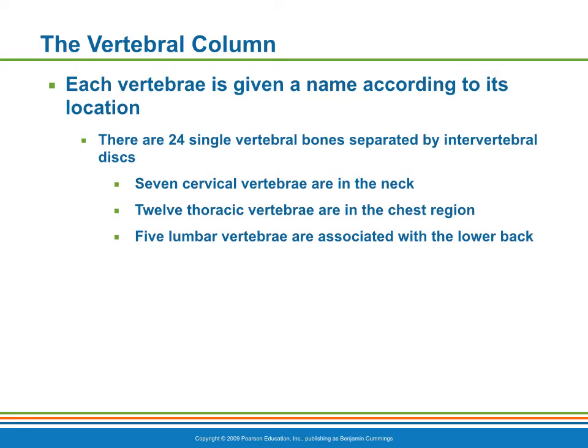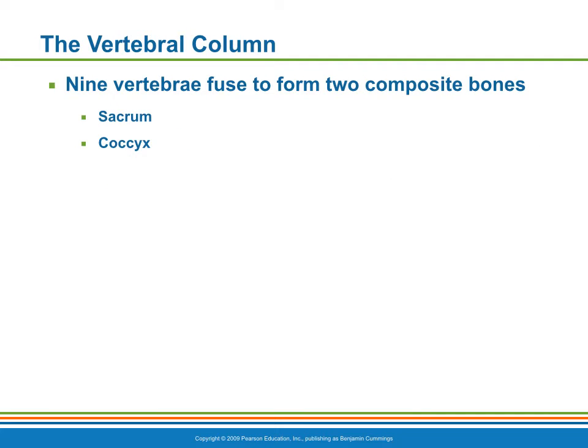Next, we're going to move on to the vertebral column. The vertebral column consists of 24 irregular bones forming a flexible, curved structure extending from the skull to the pelvis that surrounds and protects the spinal cord. It provides attachment for ribs and muscles of the neck and back. Now, there are several different divisions, but as you can see here, we have 7 cervical vertebrae, 12 thoracic vertebrae, and 5 lumbar vertebrae. Down at the bottom, we have 9 vertebrae fused to form 2 composite bones called the sacrum and the coccyx.